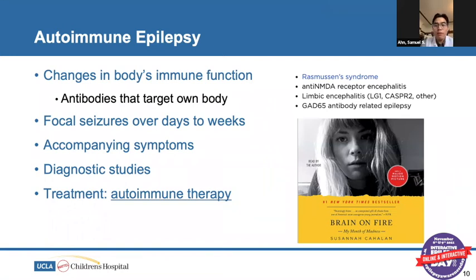The treatment for autoimmune epilepsy, aside from the anti-seizure medications, if we are able to identify a specific antibody, or we have a high enough suspicion that a seizure disorder is a consequence of an autoimmune condition, an autoimmune therapy is really one of the mainstays of treatment, and that includes things that help to dampen or suppress the immune system so that the immune system is not developing these abnormal autoantibodies. One of the most common immune therapies is steroids.